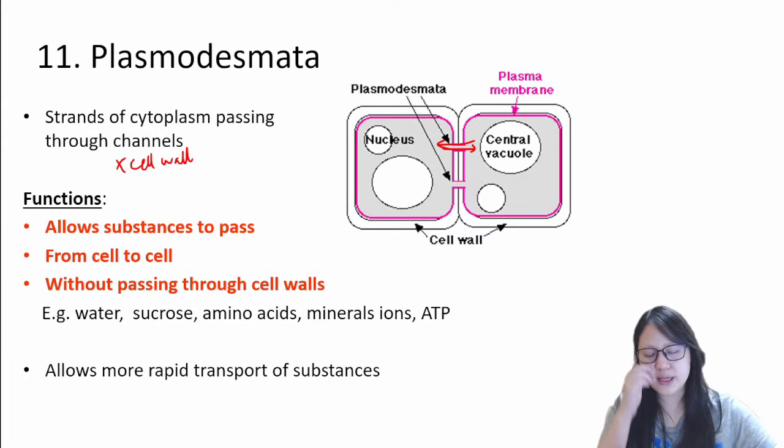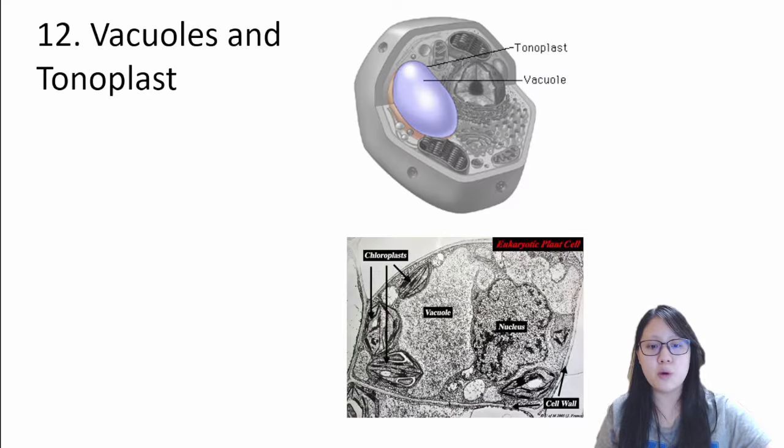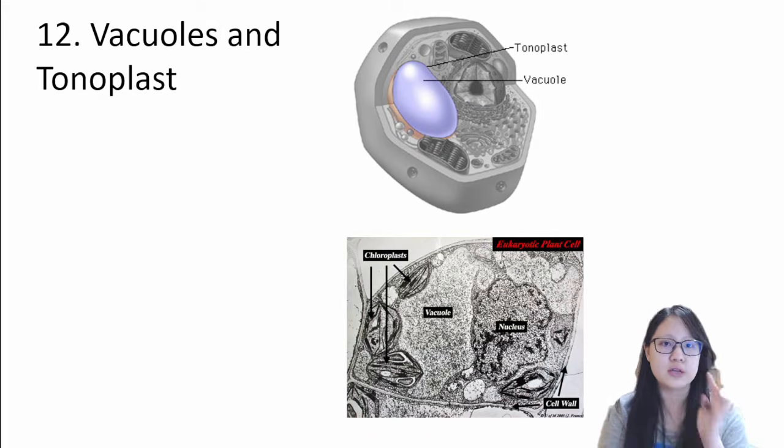Now, why do we need this? Of course, this is common sense. It allows more rapid transport of substances from cell to cell in the plant. No need to have cell wall there. Shorter distance to travel. Anyway, so next one here is about vacuoles.